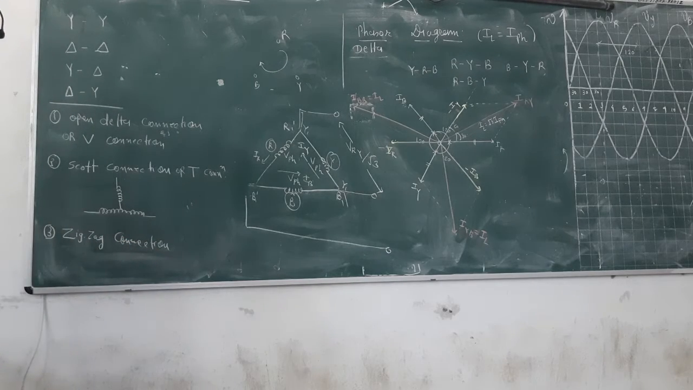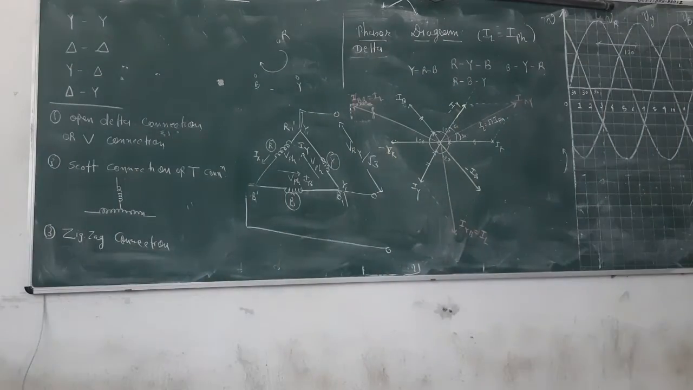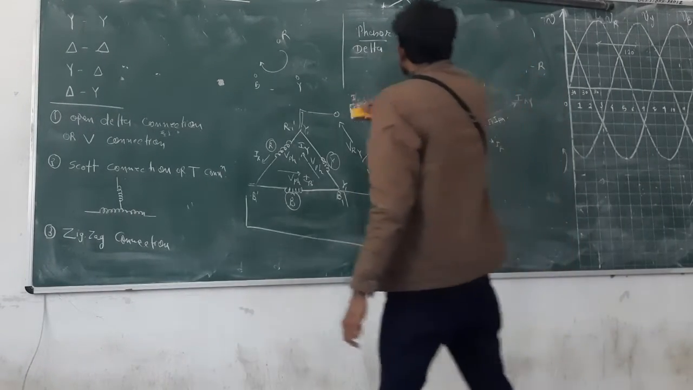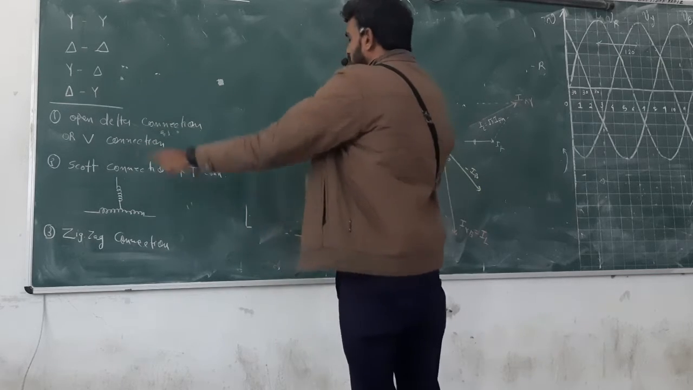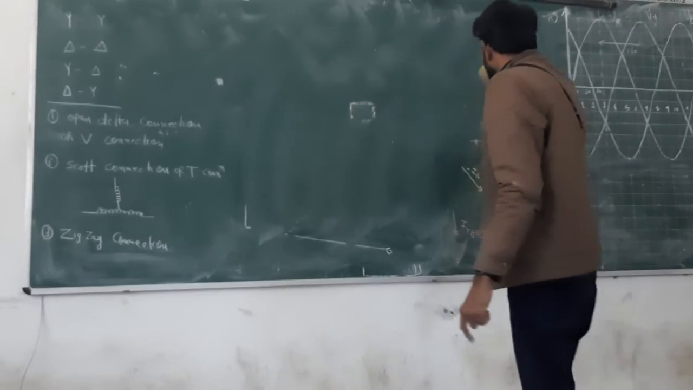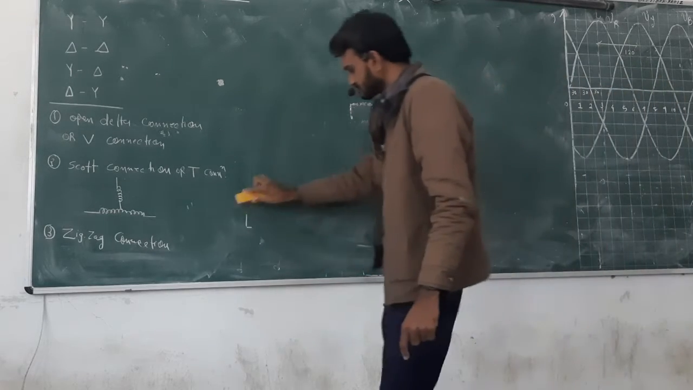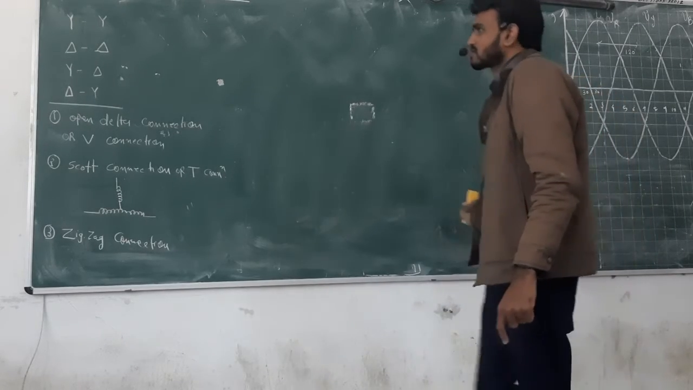Okay, what we are doing is the zigzag connection, that we will discuss, because that is a little bit tricky. So you need to remember these four types of connection: star-star, delta-delta, star-delta, and delta-star. That is the most important. Okay. Now think about a star-star first.